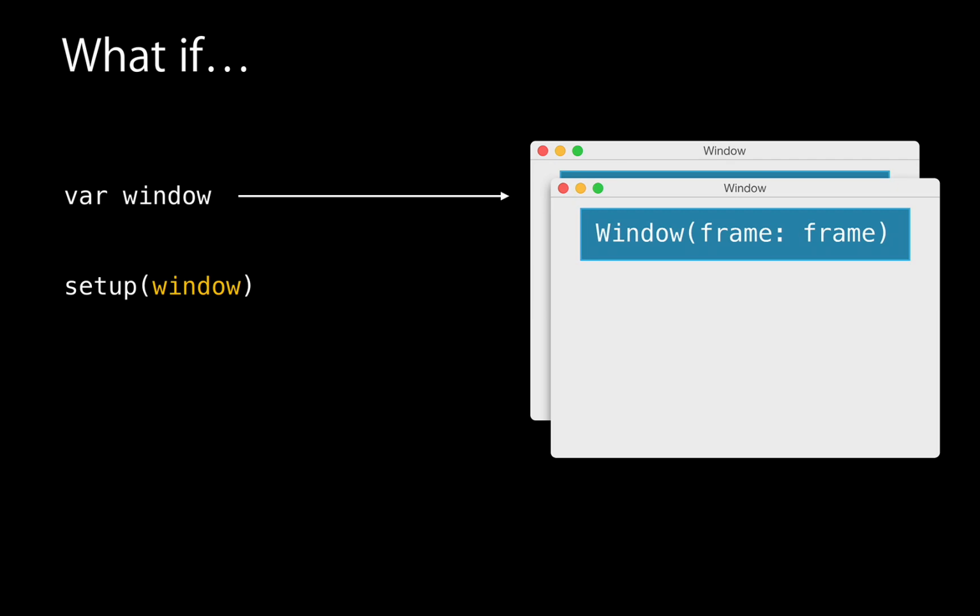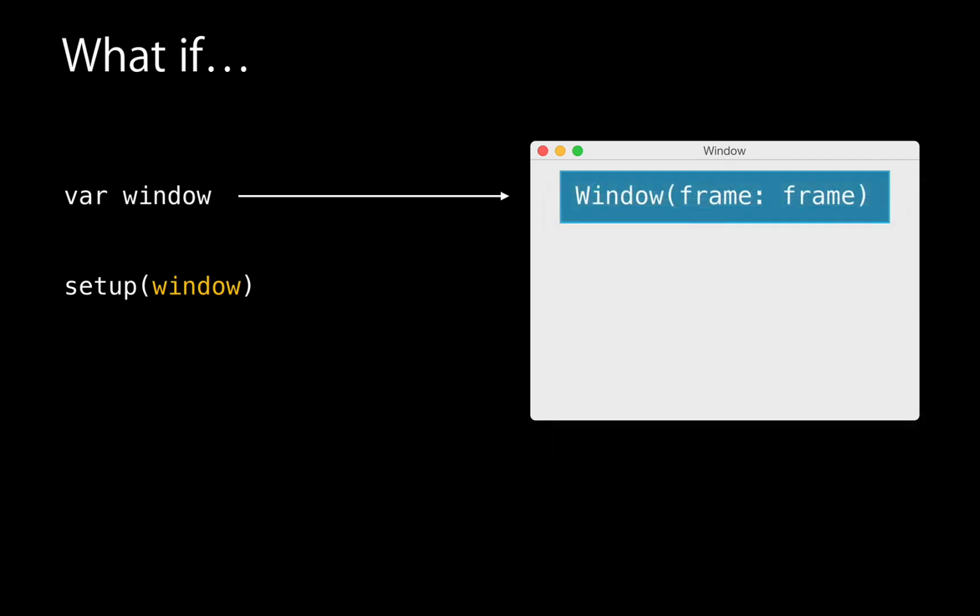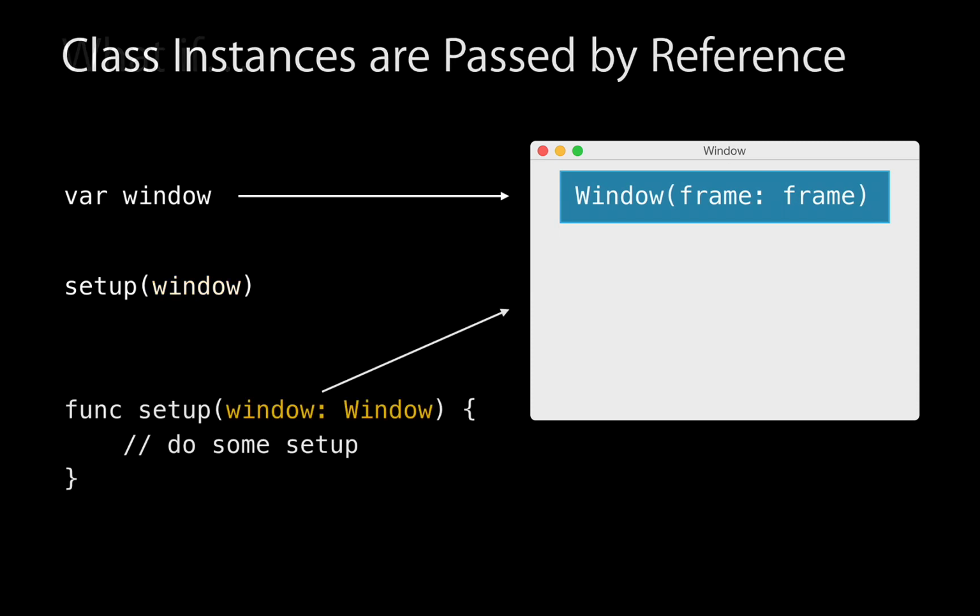So a window should be a class, because classes are passed by reference in Swift. And that means my setup function gets a reference to the window that I gave it. It's a reference to this object.